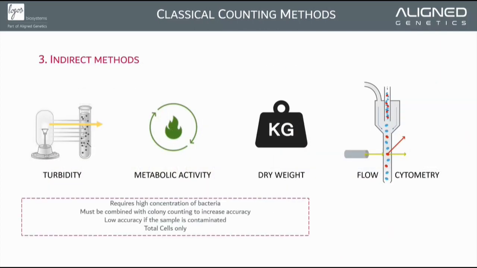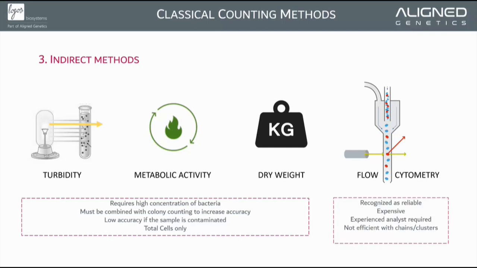Indirect method includes turbidity measurement with a spectrophotometer, dry weight, or metabolic activity measurements. Weaknesses of the indirect method include that it may require a high concentration of bacteria, and it must be combined with colony counting to increase accuracy. It has low accuracy if the sample is contaminated, and it only works for total cells only.